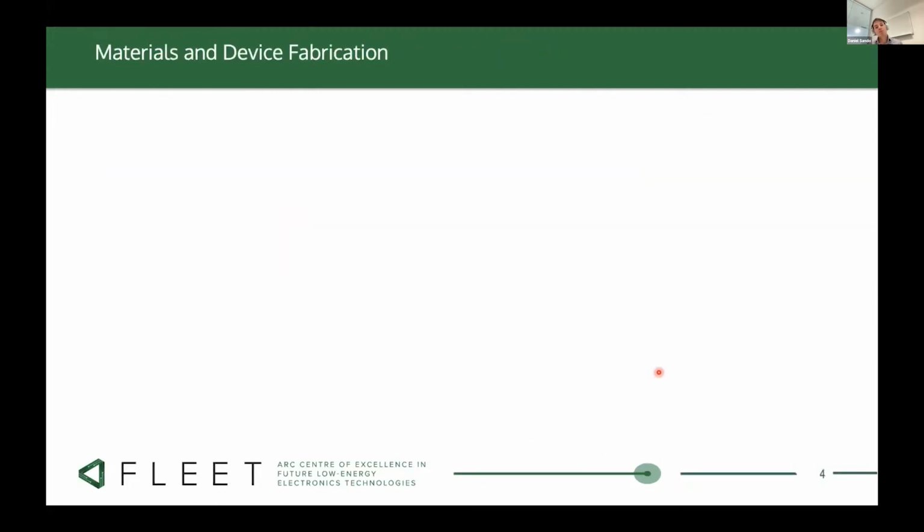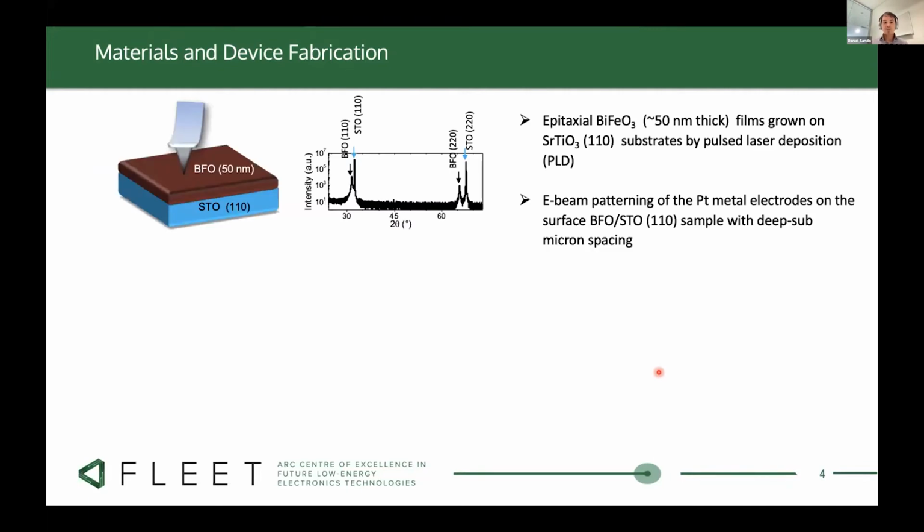Okay, so let's have a look at what we've been doing in our group to use these domain walls in a functional memory device. First of all, we need to fabricate our samples. The samples that I'll focus on here are bismuth ferrite, BFO, grown on strontium titanate substrates, around 50 nanometers in thickness. These are grown by pulsed laser deposition, a fairly common technique in our field.